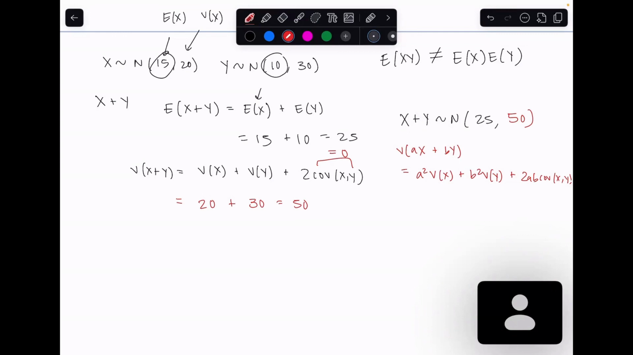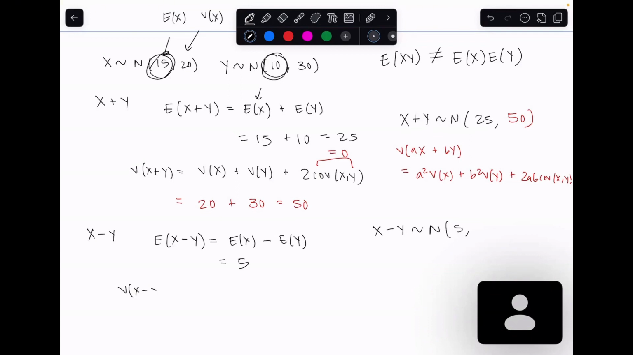And then just one more we'll go through kind of quickly is if it's asking about the distribution of X minus Y. Well, I know that the expectation of X minus Y is equal to the expectation of X minus the expectation of Y, which is just going to equal 5, right? I take 15 minus 10. Cool. Means I know X minus Y is normally distributed with the mean of 5. Now let's do the variance.